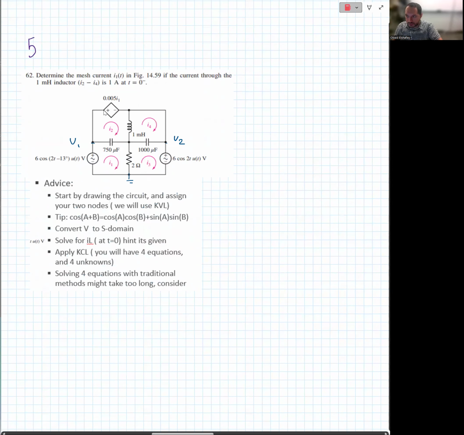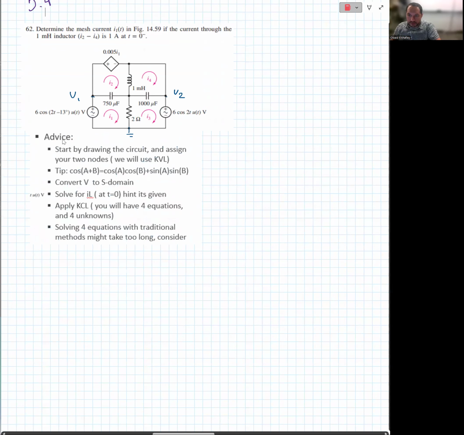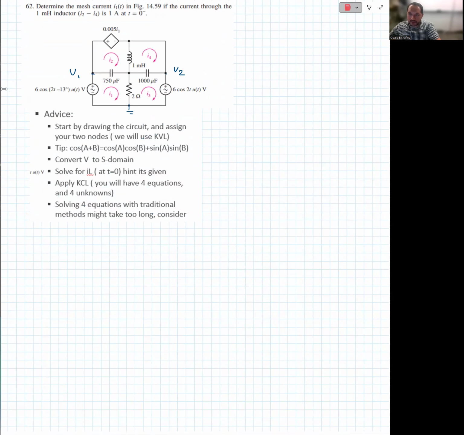Hi, so continuing our discussion for homework 5, question 4: determine the mesh currents I(t) in figure 14.59 if the current through the 1 millihenry inductor is 1 at time 0. Let's start by defining two nodes, V1 and V2.